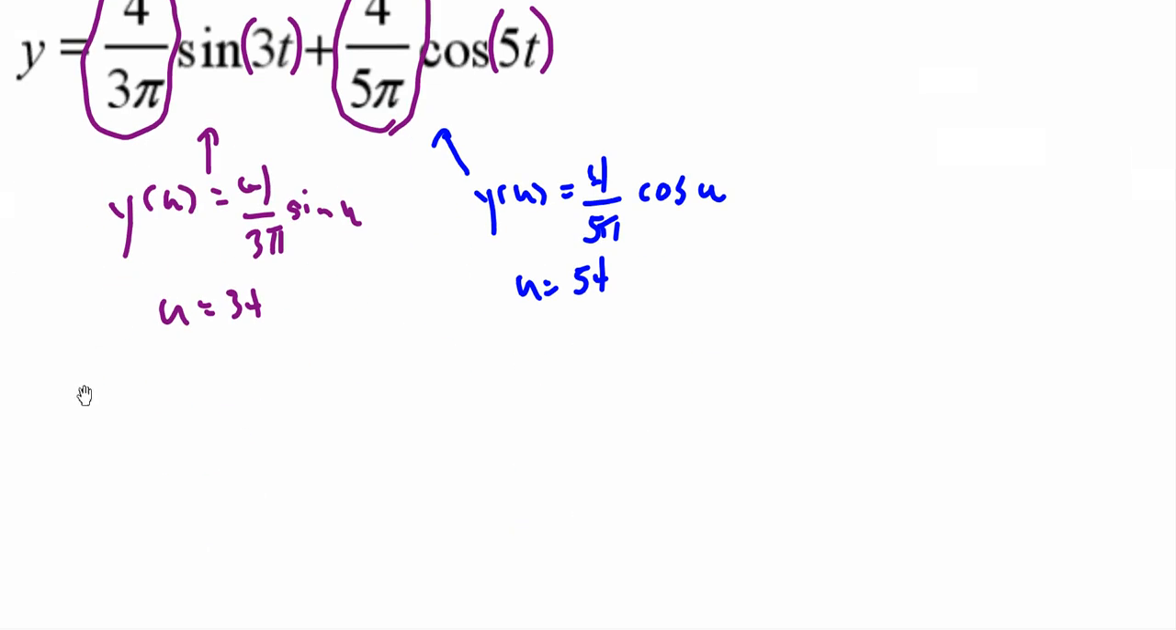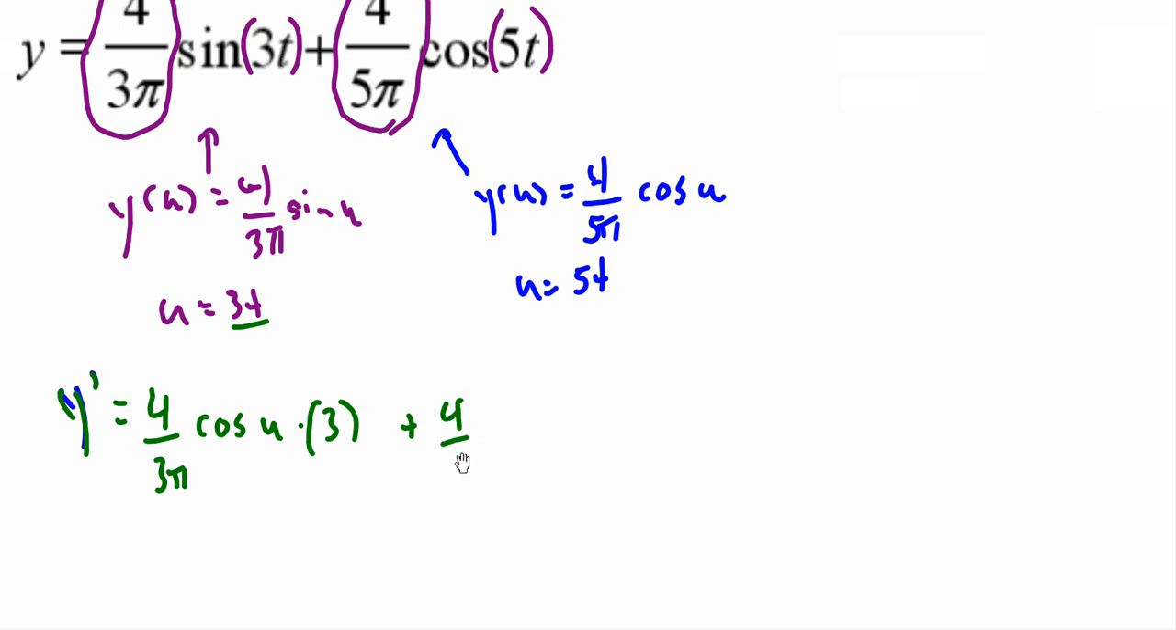And so when we find y prime, we're going to take the derivative outside, 4 over 3 pi times the derivative of sine, which is cosine of u, times the derivative of u, which is 3. And then we're going to add that to the derivative of y of u for this one, which is 4 over 5 pi times the derivative of cosine, which is negative sine of u, times the derivative of u, which is 5.